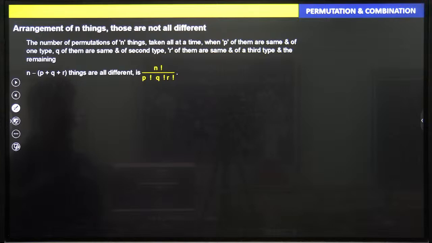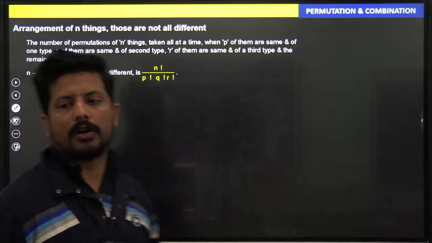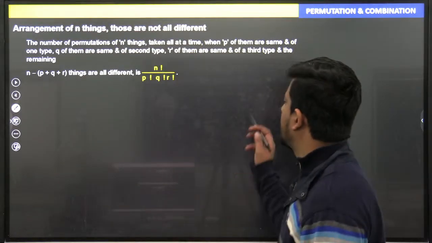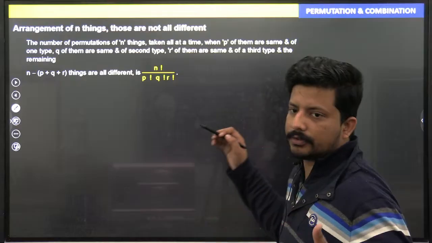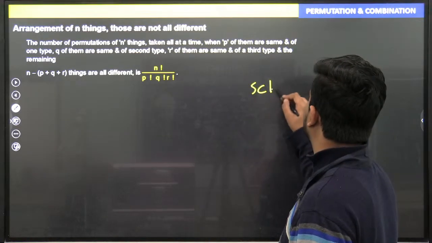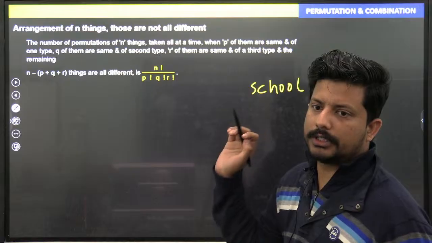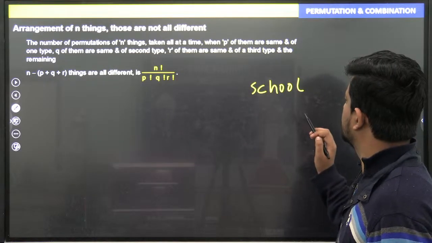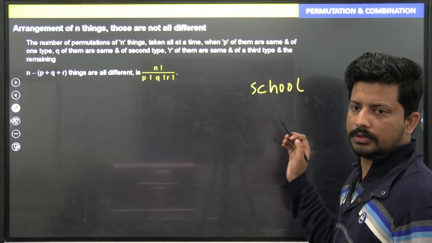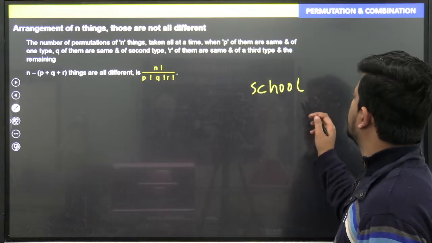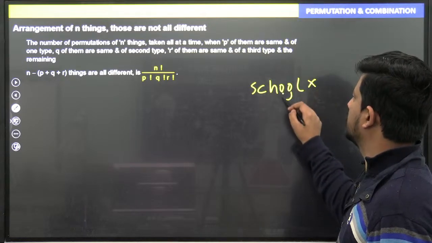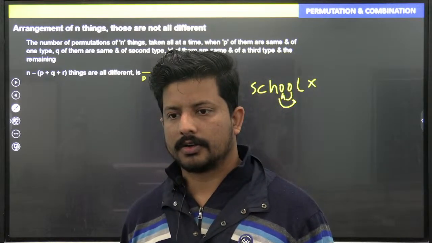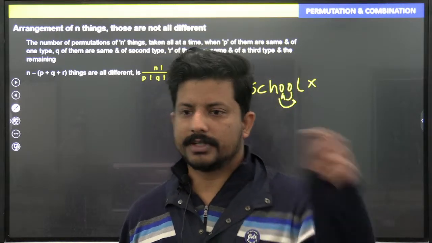Arrangement of n things that are not all different. Not all different means what? If somebody asks you a joke type question, what is the spelling of school? S-C-H-O-O-L, school. Yes or no? School spelling is correct na? If somebody says no, this is wrong because you are shifting this O here and this O there, is this illogical? Not at all. We cannot say like that. This O is here, this O is here.